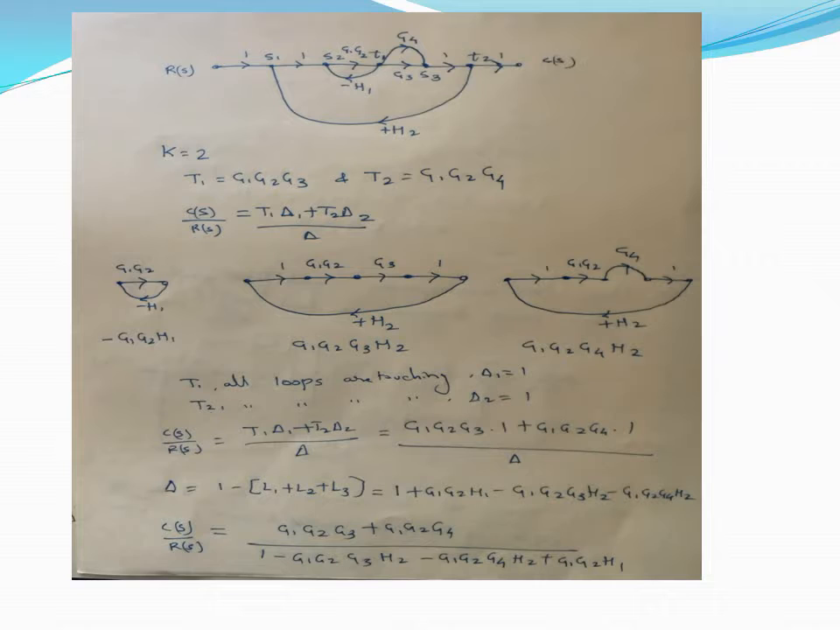Now just substitute the values of T1, delta 1, T2, delta 2. We know delta 1 is 1 and delta 2 is 1. Just substitute that, multiply, and further substitute the value of delta. So we'll get the final transfer function. In this problem, we have seen how a block diagram is converted into a signal flow graph, and then we use Mason's gain formula to find the transfer function. So this is one method.